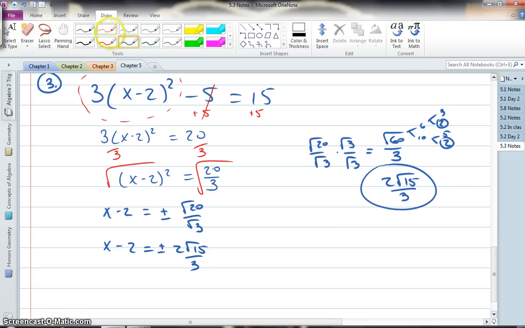Now, I still don't have x alone, so I need to add 2 to both sides. Now, this step is very important. It's important that the 2 goes in front, because we have 2 plus or minus 2 root 15 over 3. Alright, so that constant there goes in front of your plus or minus to give you your 2 solutions.